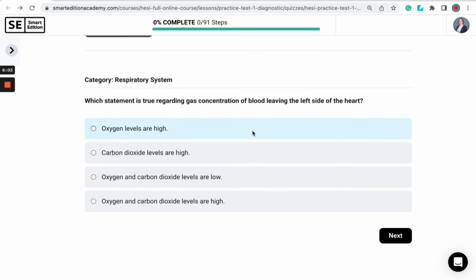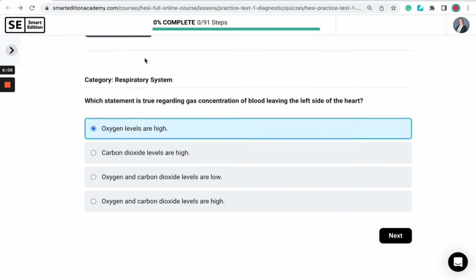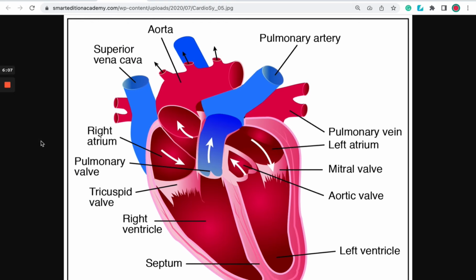The correct answer here is that your oxygen levels are high. So if we look at a diagram of the heart and of blood flow through the heart, blood flow in the left side of the heart is oxygenated. So deoxygenated blood enters the right atrium right here and travels to the right ventricle by passing through the tricuspid valve.